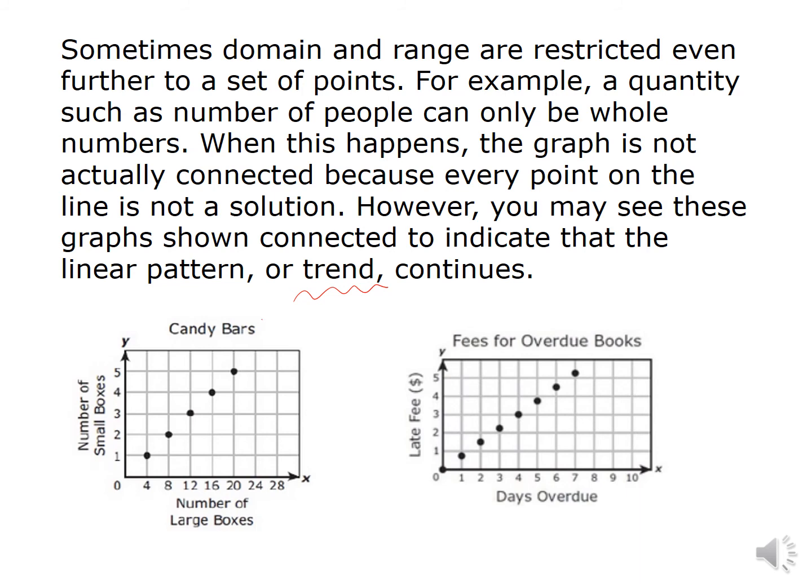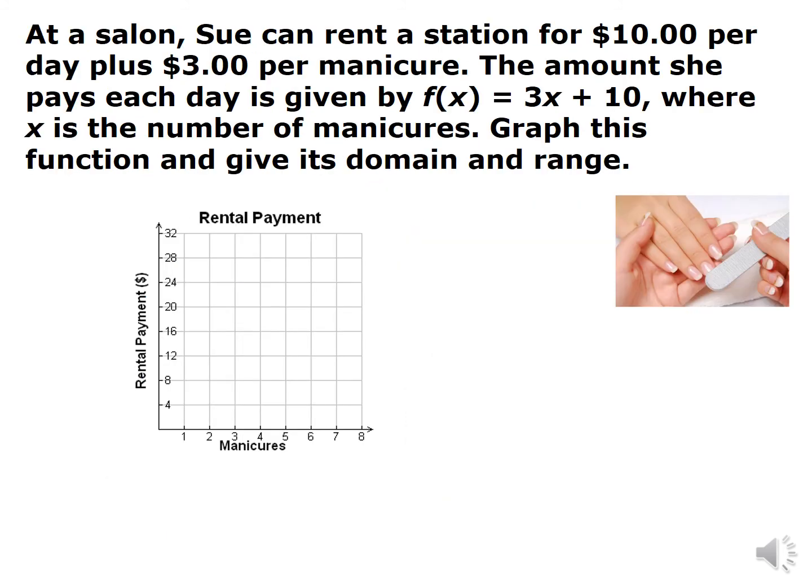If you're talking about candy bars, you can't buy half candy bars. This is the fee for overdue books. They only charge you by the days, not by the 1.5 day or the 2.5 days. It's just by days. So here's an example of that type of an example.